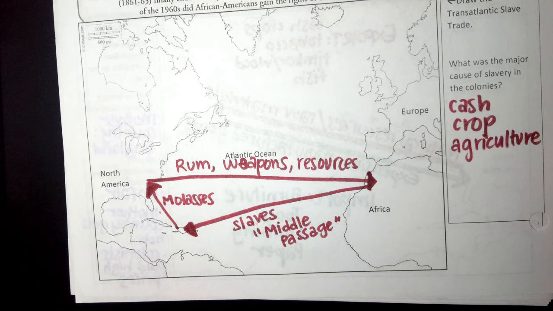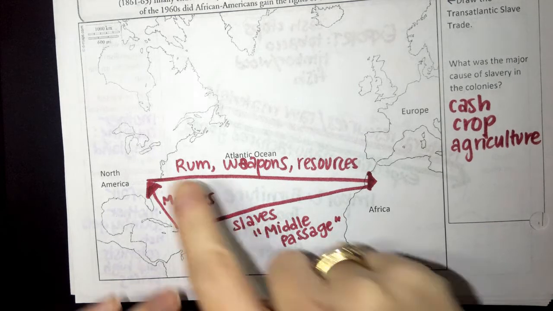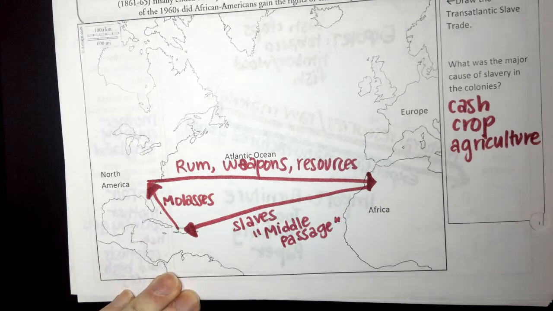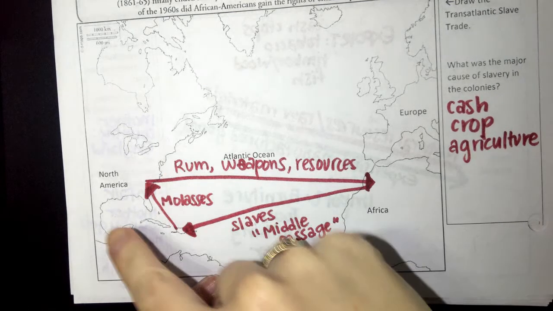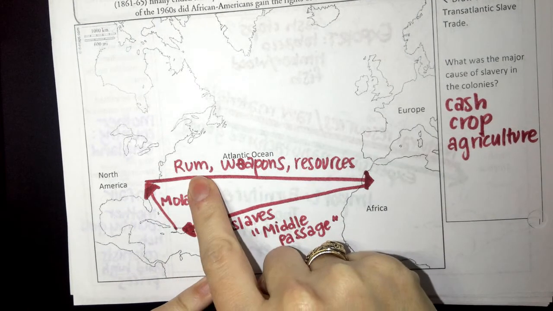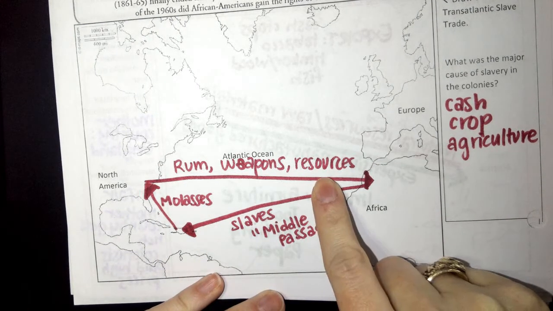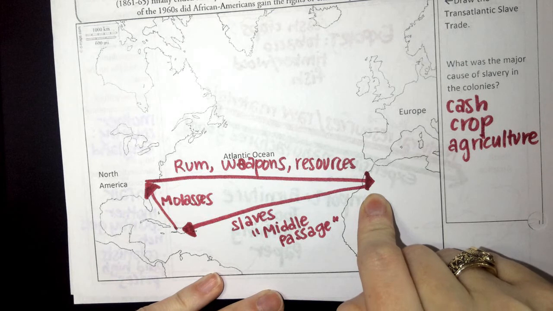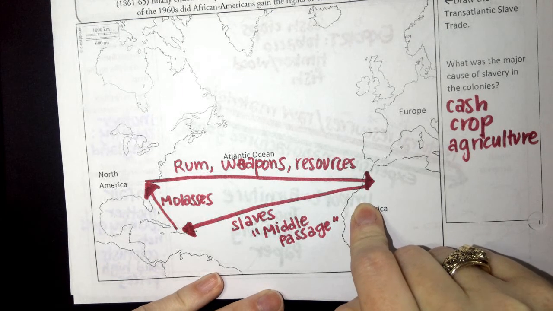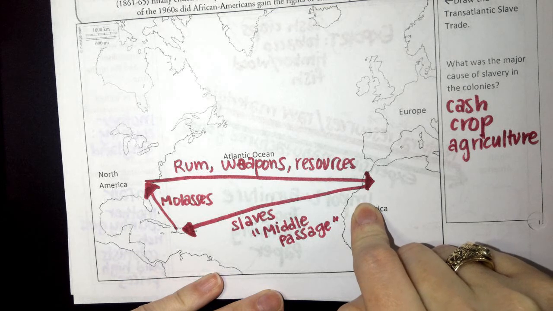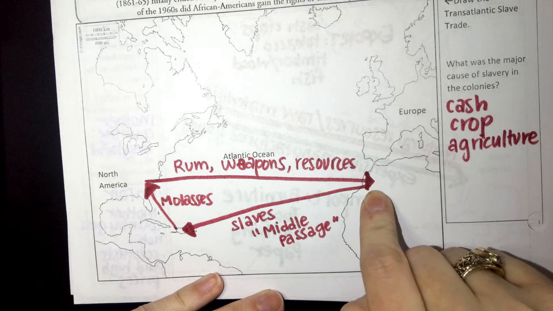Now the triangle trade can look like this, and sometimes it might go from here, here, here, here again. So either way that it shows up on a quiz or test will be perfectly fine, as long as you understand that basically from the Americas and Europe, they are bringing rum, weapons, and other resources to people in Africa. And then the people in Africa might sell their enemies, people that they have imprisoned as slaves, to the Americas.